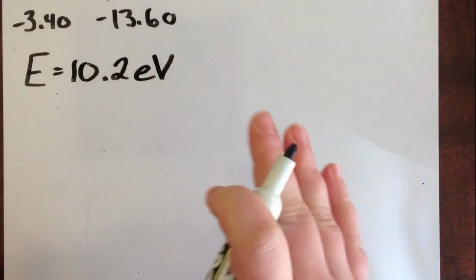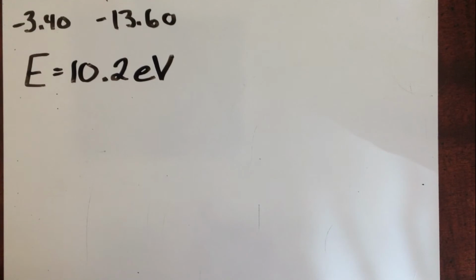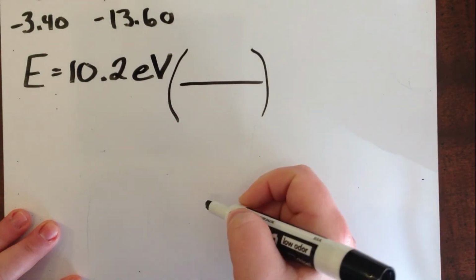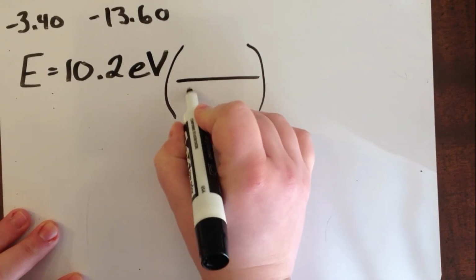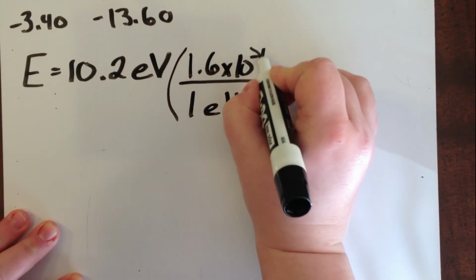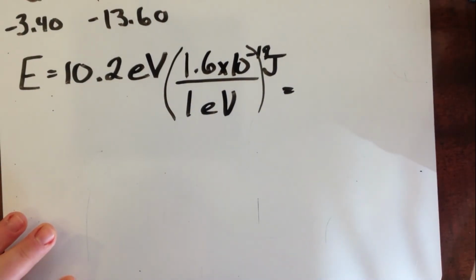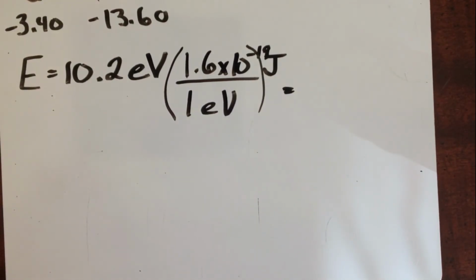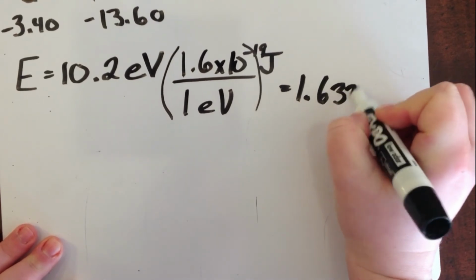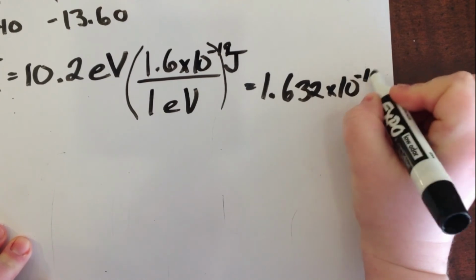electron volts. So now we have the energy of that photon in electron volts, but we need to convert that to joules. So off the front of your reference table, you can get that conversion factor. 1 electron volt is equal to 1.60 times 10 to the negative 19th joules. So then we're going to plug that into our calculator. 10.2 times 1.6 times 10 to the negative 19 gives us 1.632 times 10 to the negative 18th joules.